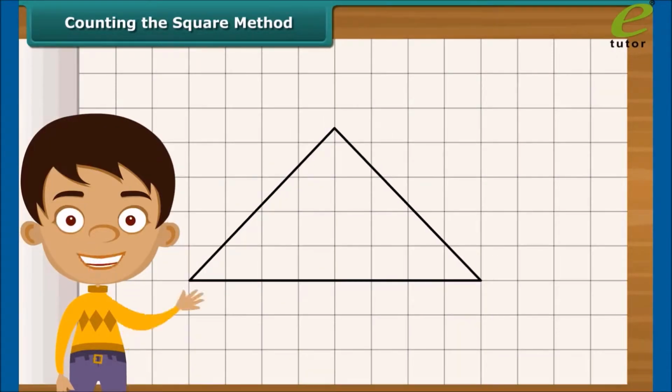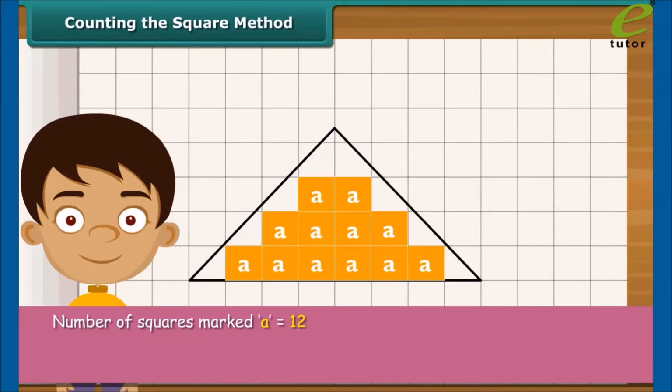First, count the complete squares enclosed by the triangle. Mark each of these squares as A. Then count the squares whose more than half part is enclosed by the triangle.